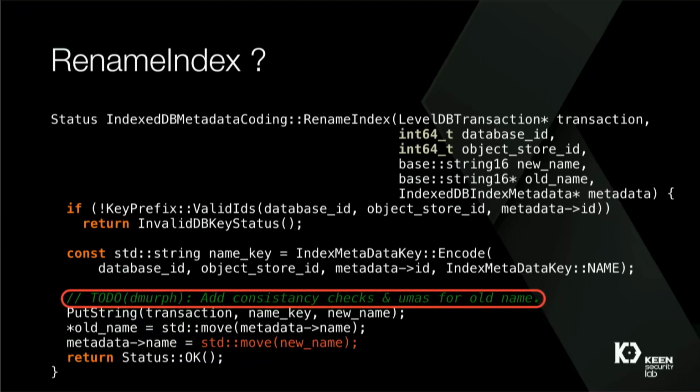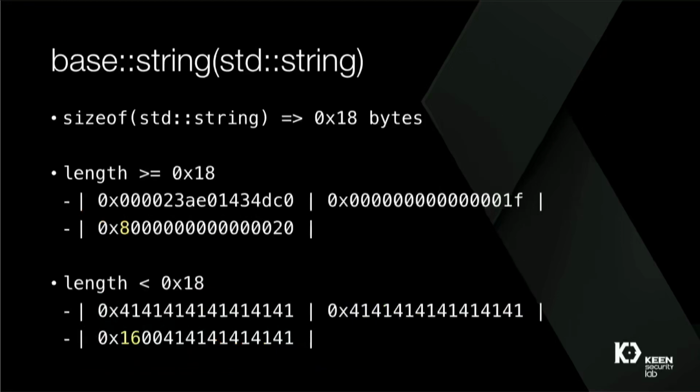At first, I thought I could do arbitrary address write through the string's character array, but I found out that rename was done by std move, which would cause the original character array to be freed and then replaced with a new one. Let's take a look at base string. There are two different forms of string. If the string length is greater than 24 bytes, it will use an external buffer to store its data, and std move will free the external buffer and replace it by a new one.